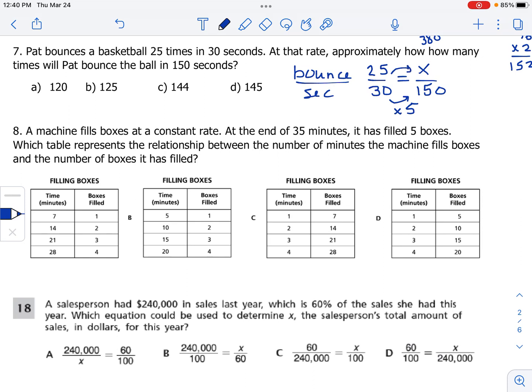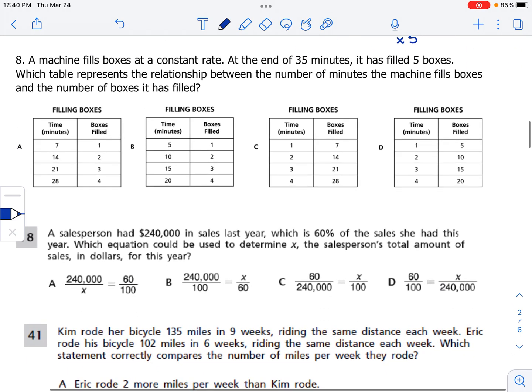So that means 25 times 5 would have to give us x. And 25 times 5 is 125. So Pat's going to bounce it 125 times. Number 8. A machine fills boxes at a constant rate.